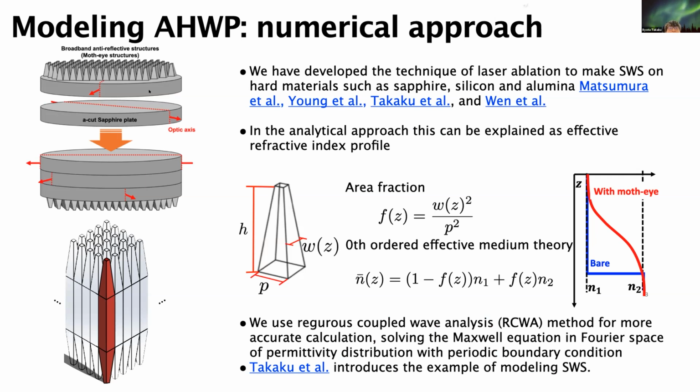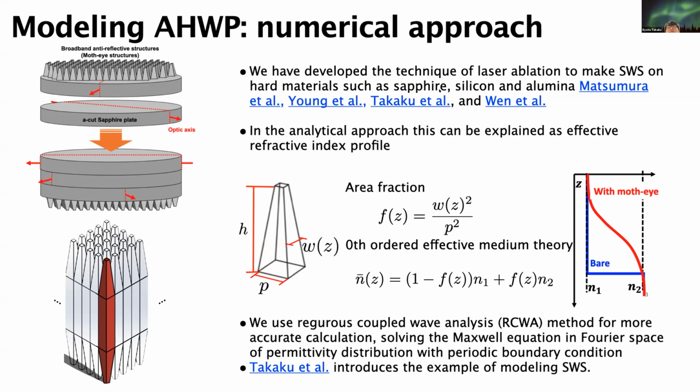In order to reduce the reflection, we also need a broadband anti-reflection coating, and we propose applying subwavelength structures on the surface of half-wave plates. Actually, we have developed the technique of laser ablation to make subwavelength structures on hard materials such as sapphire, silicon, and alumina. You can find the development in these papers given by our team.